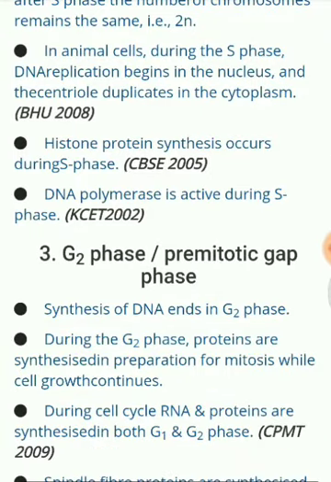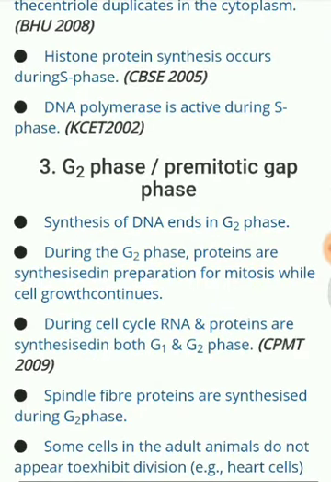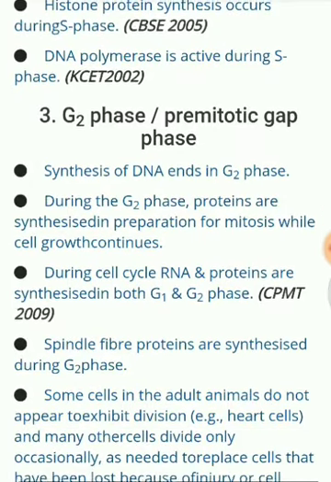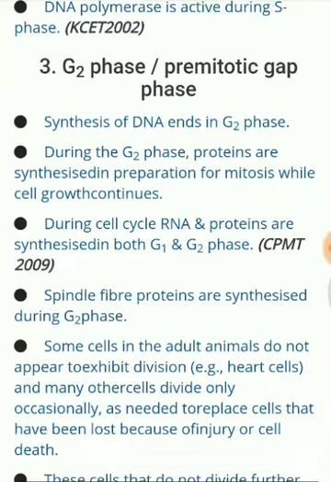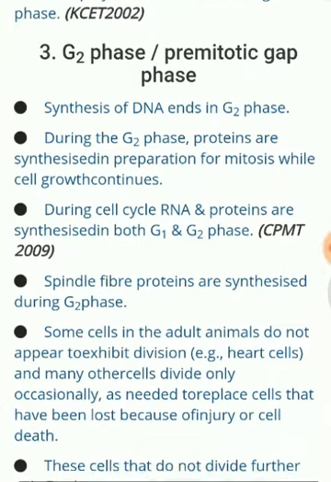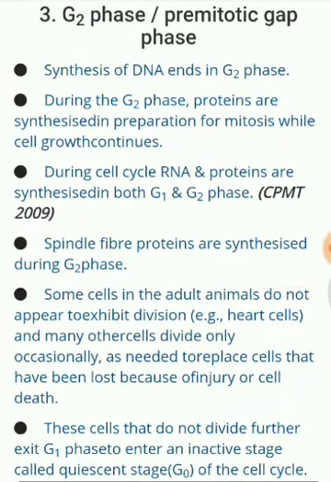G2 phase, the pre-mitotic gap phase. Synthesis of DNA ends in G2 phase. During G2 phase, proteins are synthesized in preparation for mitosis while cell growth continues. During the cell cycle, RNA and protein are synthesized in both G1 and G2 phase. Spindle fiber proteins are synthesized during G2 phase.